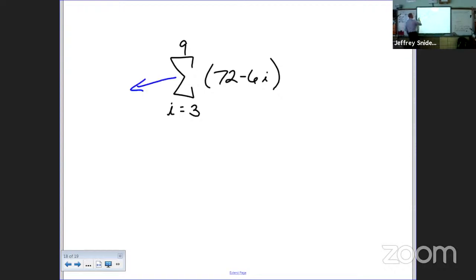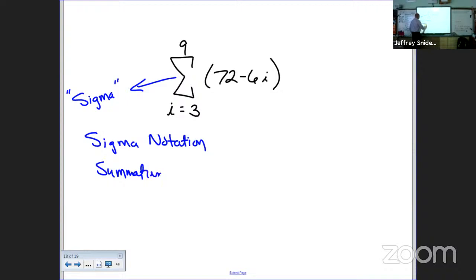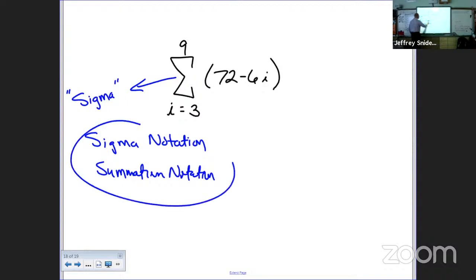This right here is the Greek letter sigma, okay? So this can be called either sigma notation or it can be called summation notation. All right, either one of those it can be called. Now, what is it telling me to do? What it's asking me to do is add up terms 3 through 9. That's what it's asking me to do.